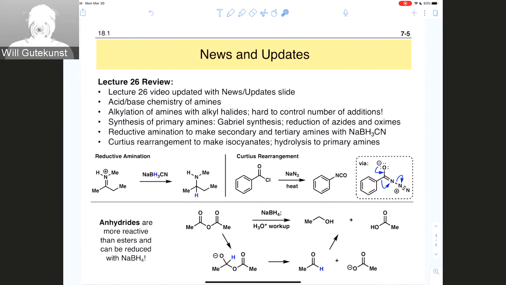One thing I do want to note is that on lecture 26, I didn't include one of these news and update slides, and I meant to do that. So if you want to see a summary of lecture 25, I put it in there. I also added this piece of information, which I can go over in a second, that'll be of relevance for your problem set. But mainly this lecture was all about amines. We pretty much started and finished the topic.